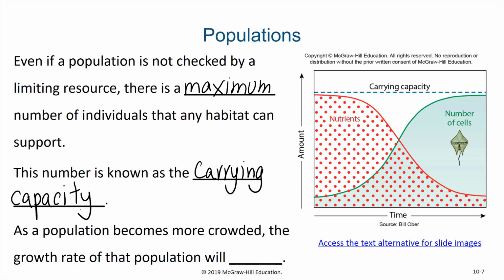As populations become more crowded, the growth rate of that population will decrease. And here in this diagram, we can see how the growth of a population of dinoflagellates changes over time, but it can only approach carrying capacity, and as it approaches carrying capacity, the rate of population growth slows down.